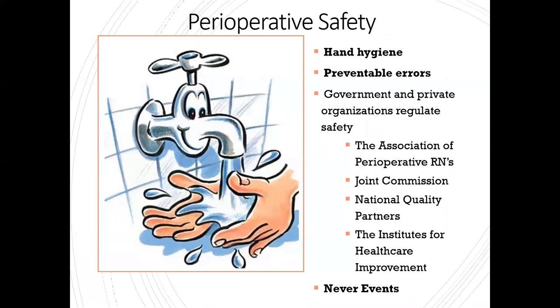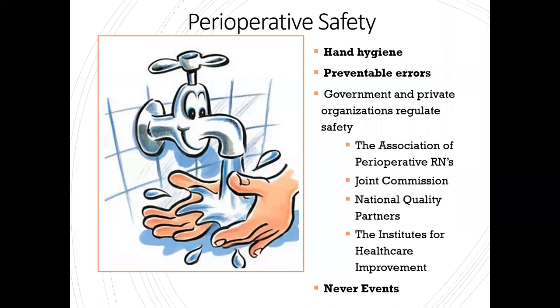Our perioperative focus is very much on safety. So we have to make sure that we do appropriate hand hygiene. We know that this is an important component of preventing the spread of infection. Preventable perioperative errors cause 10% of surgery-related deaths. They have unfavorable financial impact on healthcare institutions and result in physical and emotional harm to our patients. So that's why safety is very important.